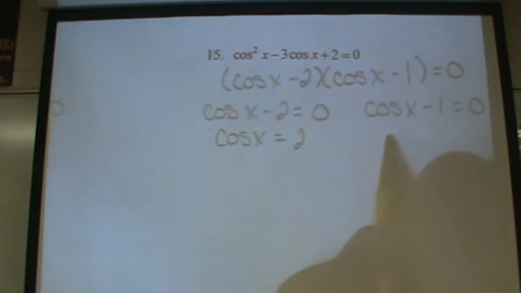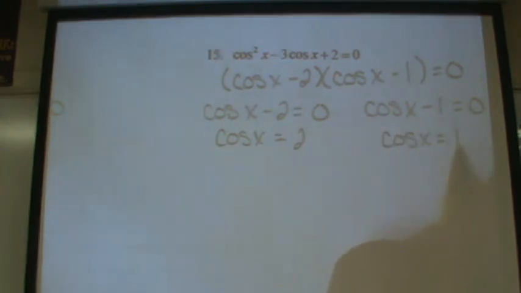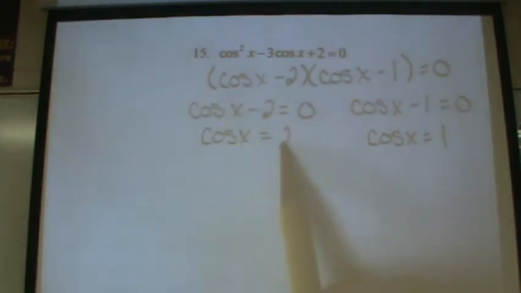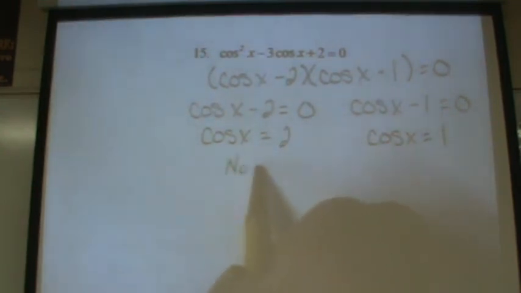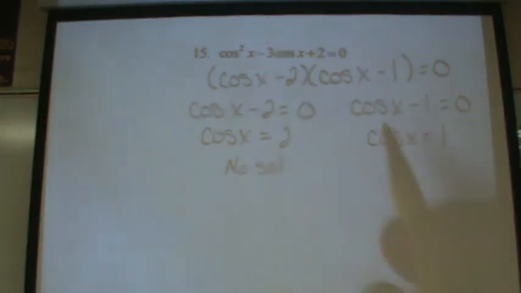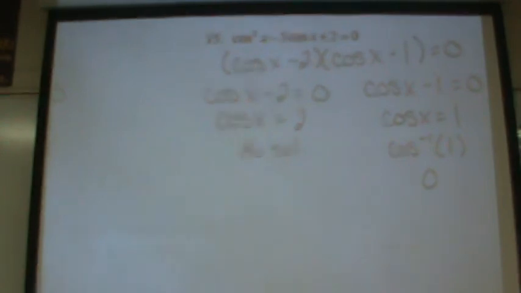So you get cosine x equals 2 and cosine x equals 1. Again, domain. Cosine, the domain was negative 1 to 1. This is outside of our domain, so we have no solution for that part. But then we have the cosine of 1. We're going to take the inverse cosine of 1, which is again going to give us 0, just like we got in 14. So our only answer for 15 is 0.